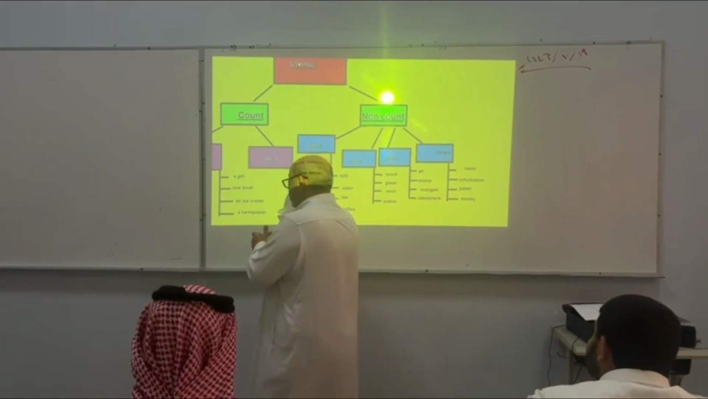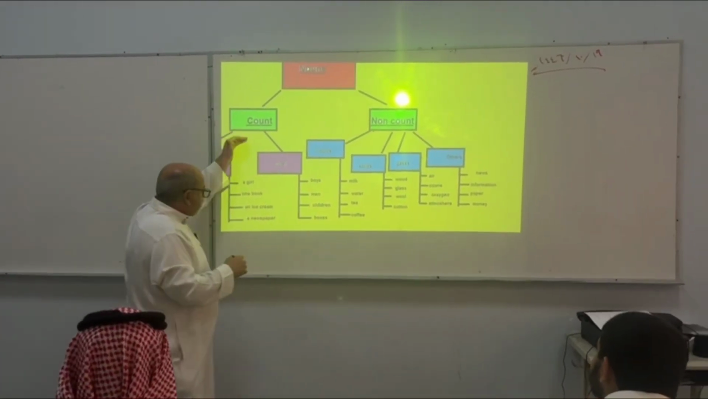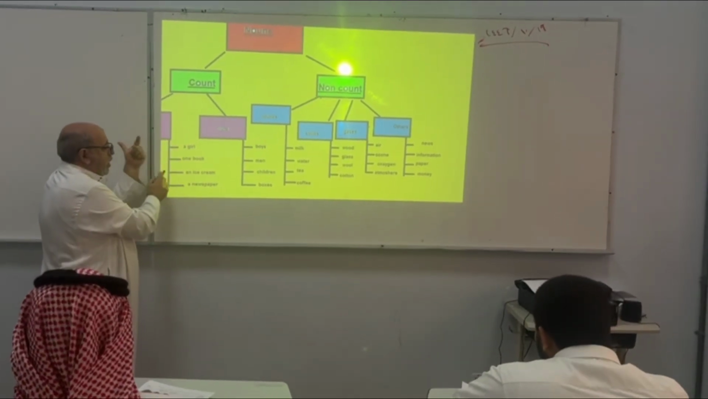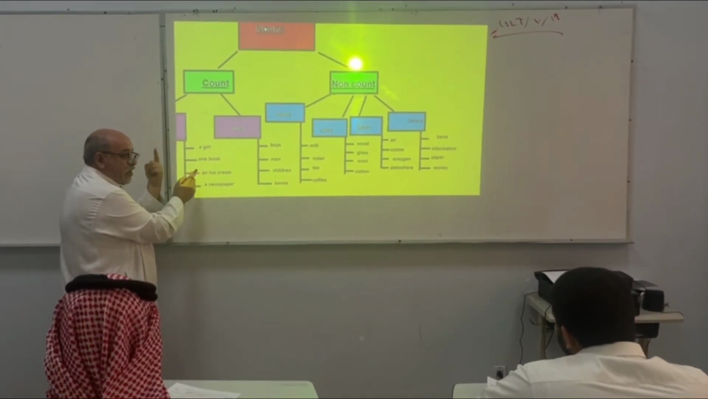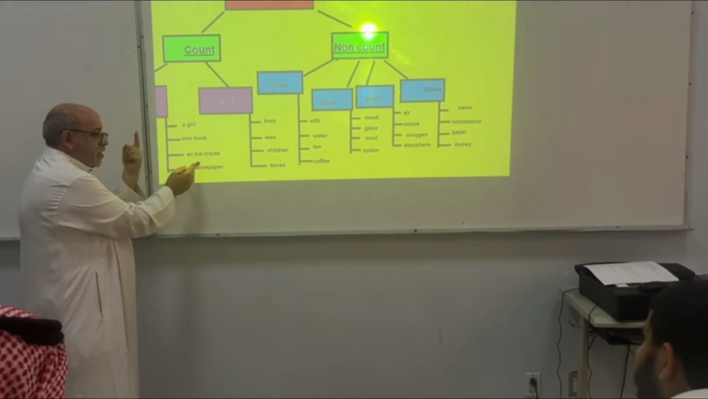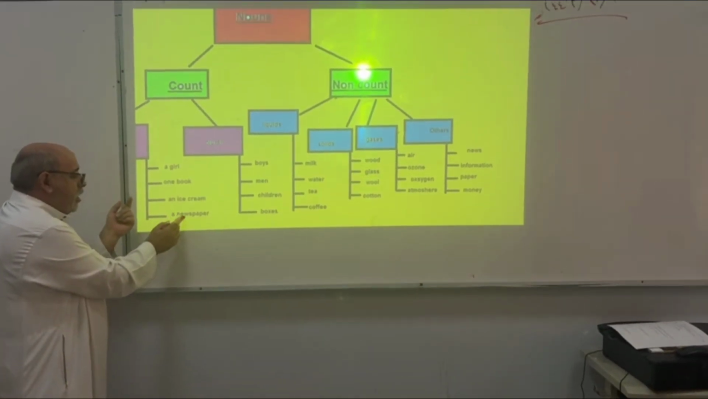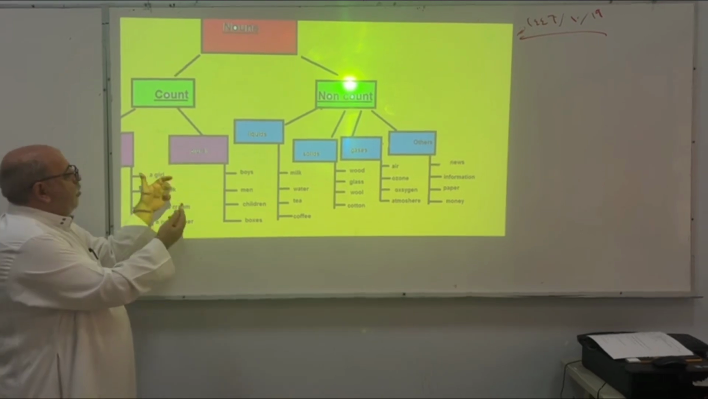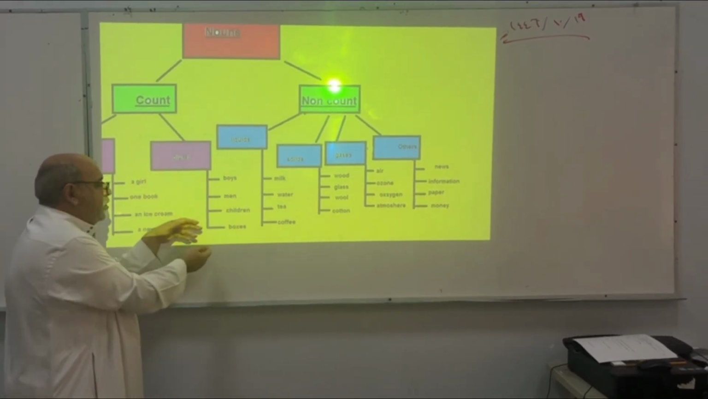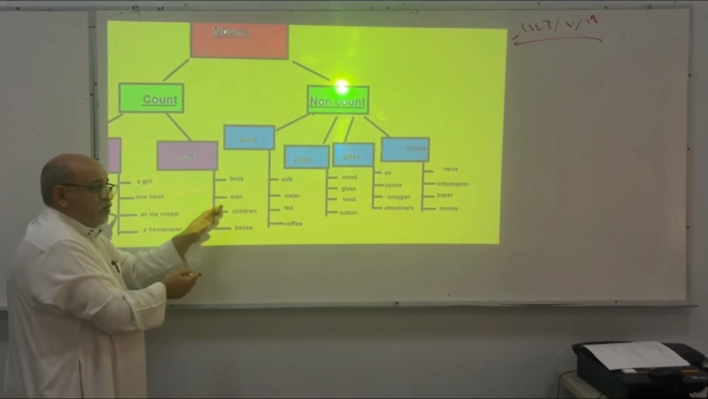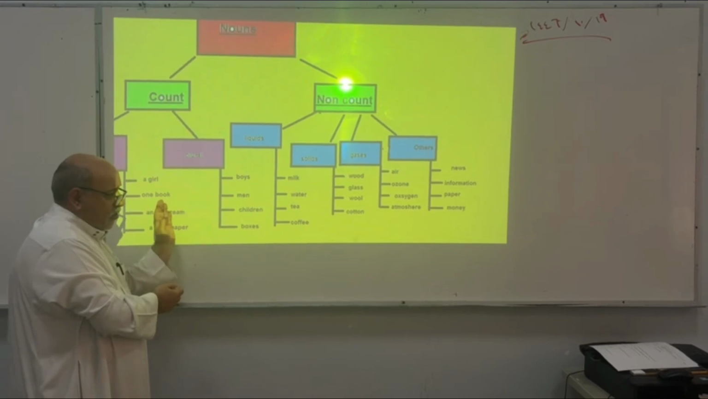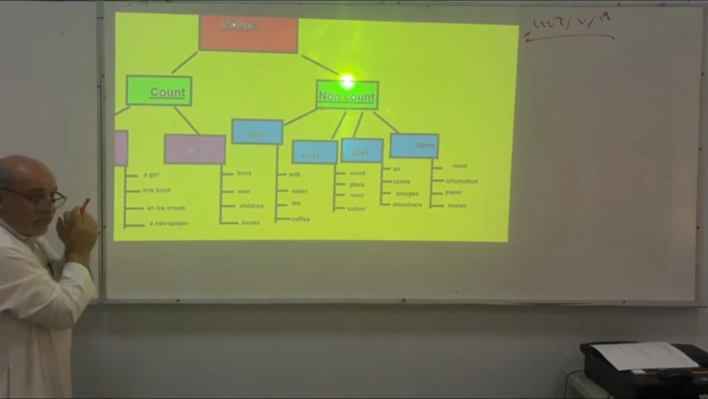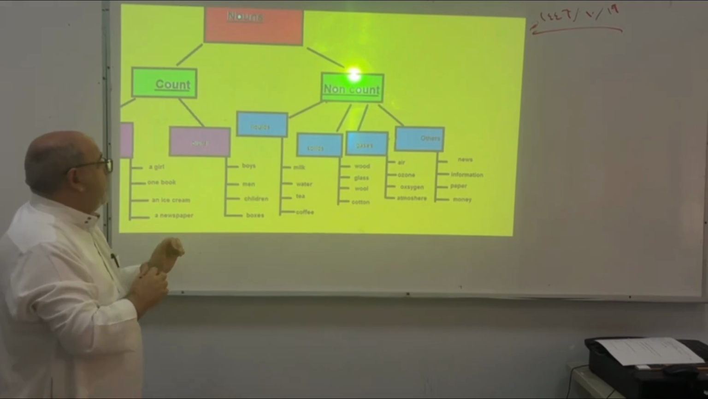In general, we have this chart. We have countable nouns, with singular and plural. Look at the singular: a girl, one girl; an ice cream, one ice cream; a newspaper, one newspaper. This is singular. While in the plural, we have something like boys, men from man, children from child, boxes, books. These are plural. So singular and plural are called countable.